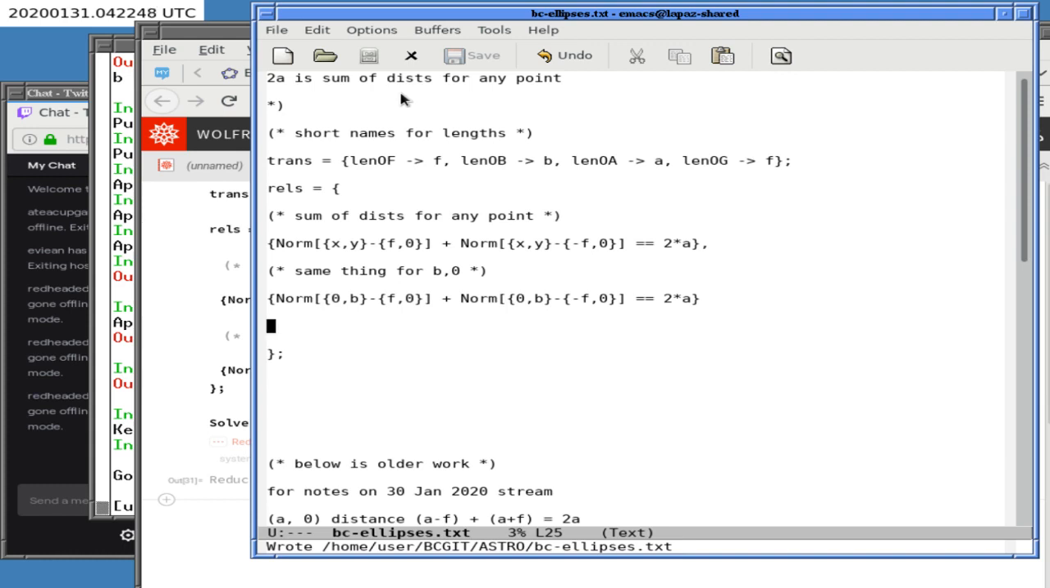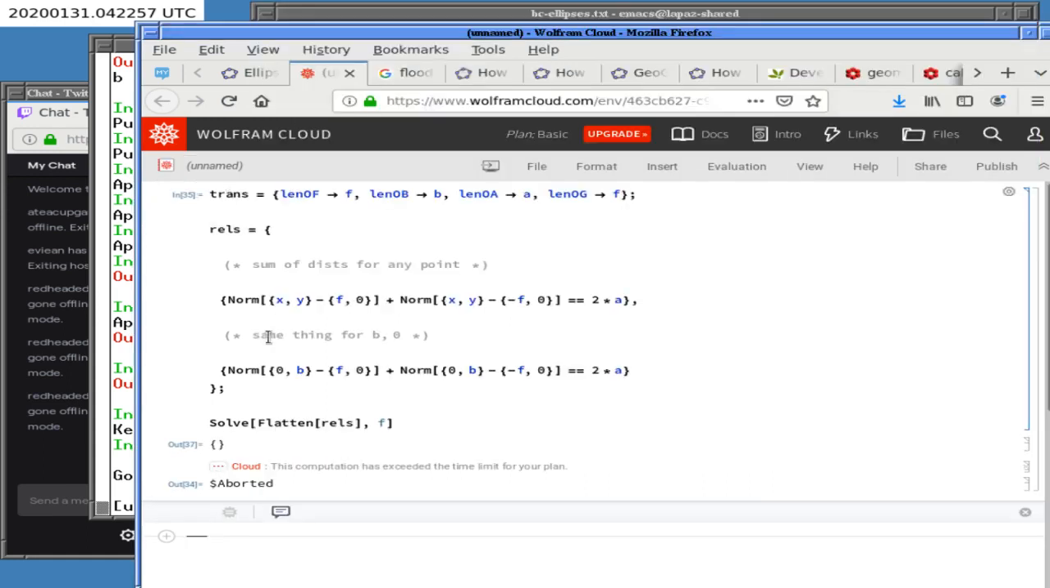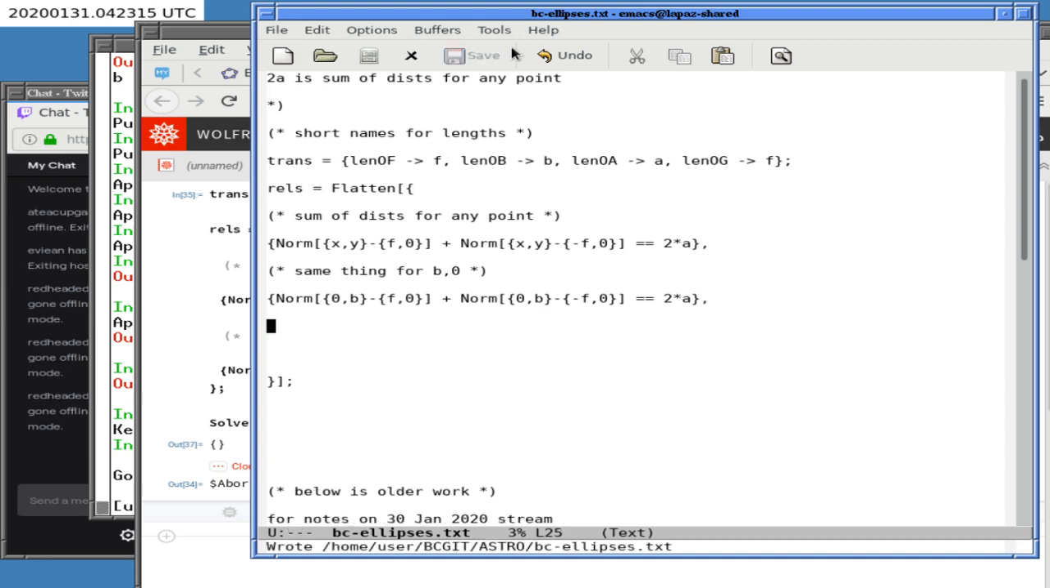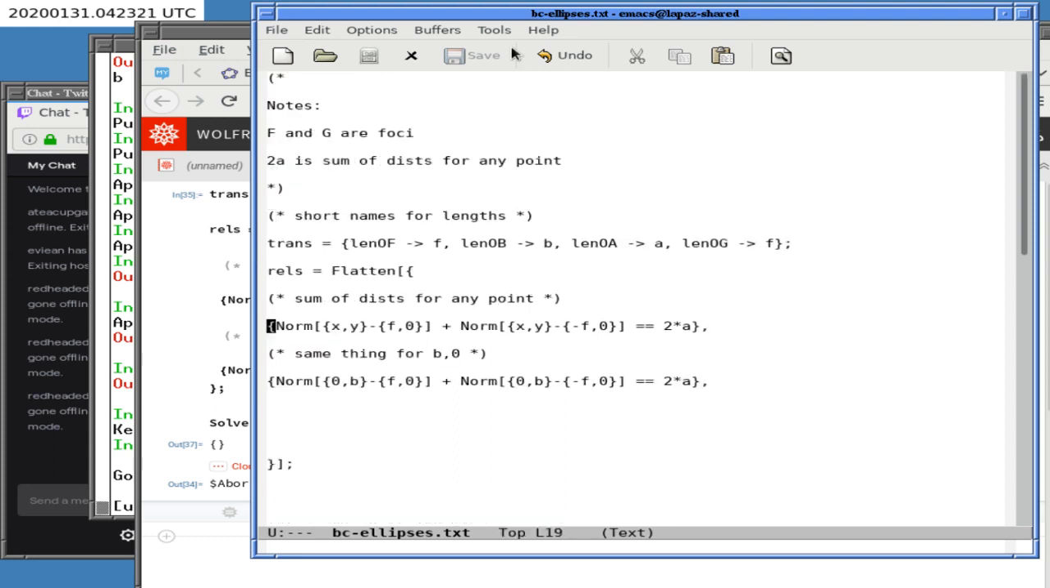Okay. And I think we can do this flatten without too much trouble here. Okay, so actually I'm sort of building this up as a question for Mathematica Stack Exchange, saying, given all this, what can I derive from this? So let's see what we know here. So be careful here. The sum of distances for any point is 2a. Same thing for point b0 as a special case.